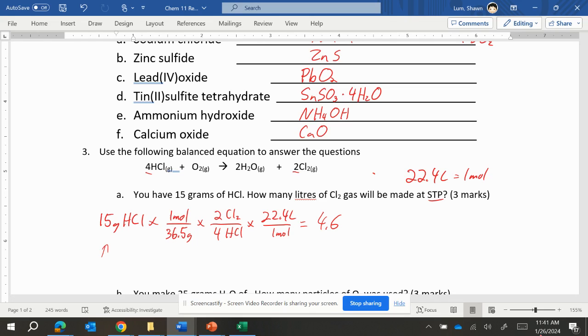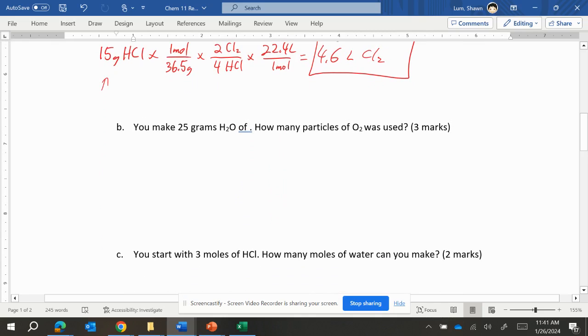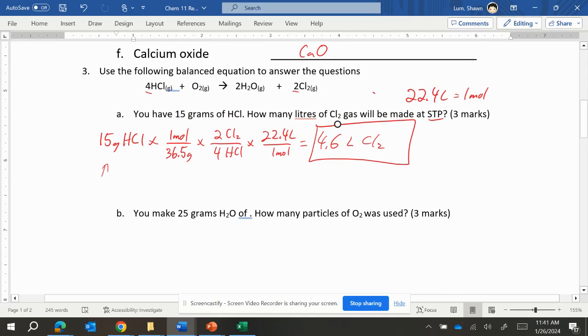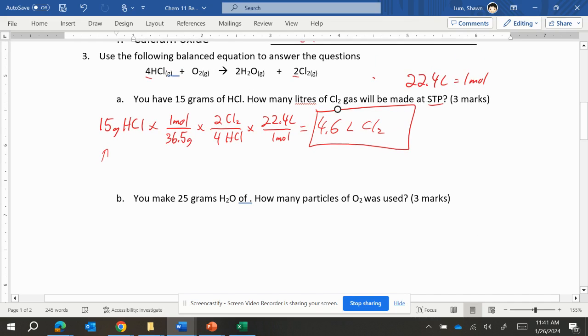But we were saying 4.6 liters of chlorine gas. Okay, 2 sig figs, remember. Okay, let's finish this so I can go get lunch. Okay, you make 25 grams of water. How many particles of O2 was used? Oh, so it's from the previous question still. Okay, so 25 grams of water. When in doubt, mole it out is what I always say. So we're going to convert this into moles.